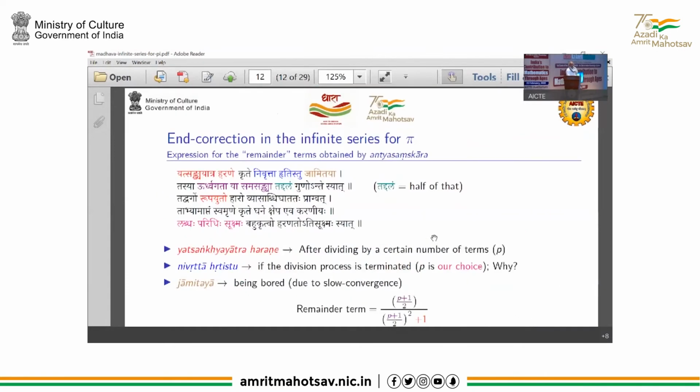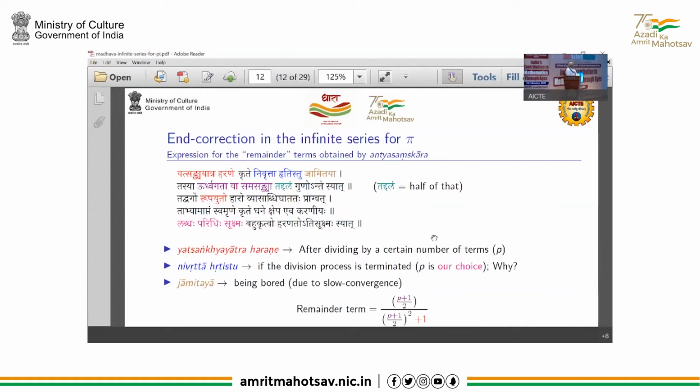The verses go like this. Yet sankhayatra harane nivritta hritistu jamitaya. I told you, no? Jamitaya hritihi nivritta. That fellow abandoned: I will not do any more. Then he says, Tasya urdhvagata ya samasankhya taddalam gunonte syat. See, it translates to this. So suppose you stop this at number p.